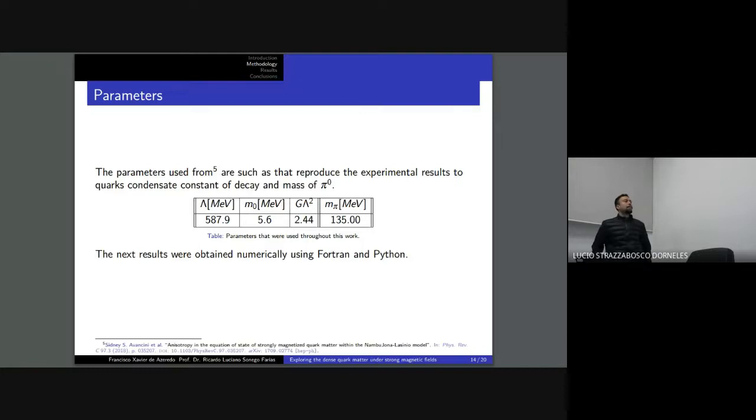The parameters that I use in this work are in the table: the value of the cutoff of my integrals, lambda, the value of the current mass, M0, the value of the coupling constant, G, and the value of the pion mass.